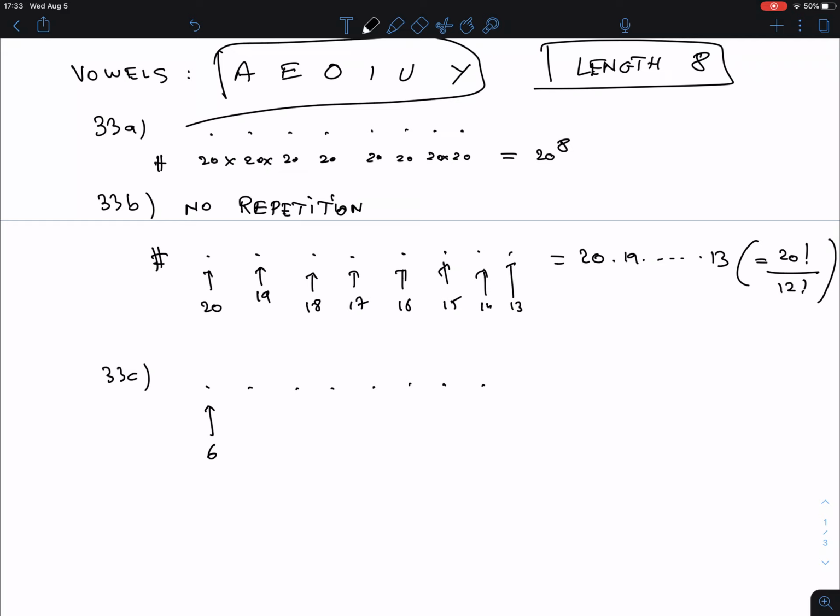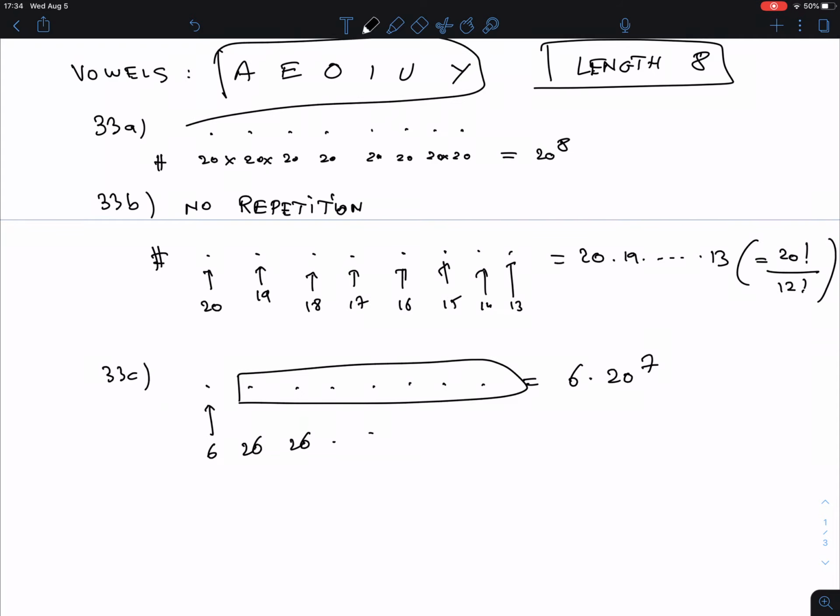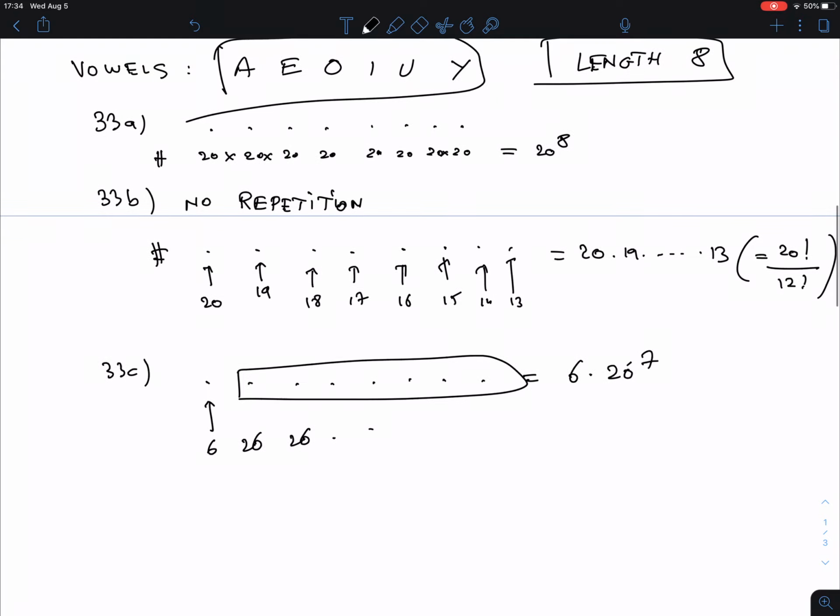Well, there's no condition there. We can repeat them. So we're going to have 20 here and 20 there and so on. So this is going to be 6 times 20 to the power 7, right, because there are 7 remaining spots where I have 20 choices. Sorry, no, sorry. It starts with a vowel, but then it's 26, right? Because there's no restriction, so it's really 26. So it is 6 times 26 to the power 7.